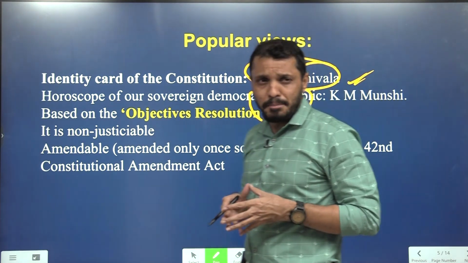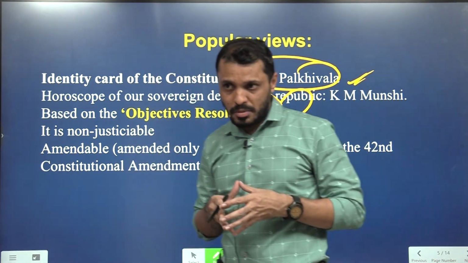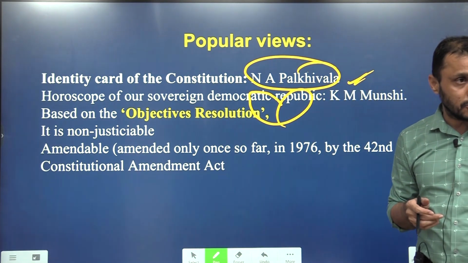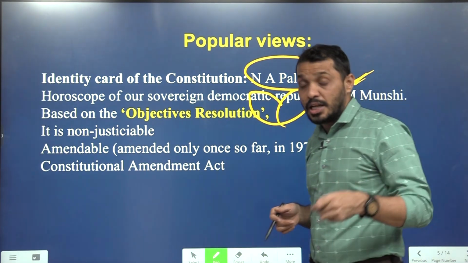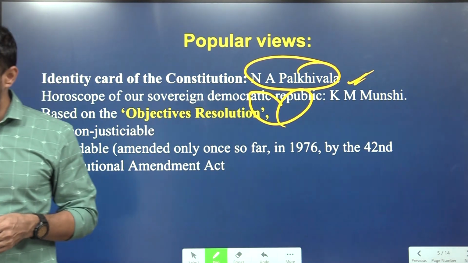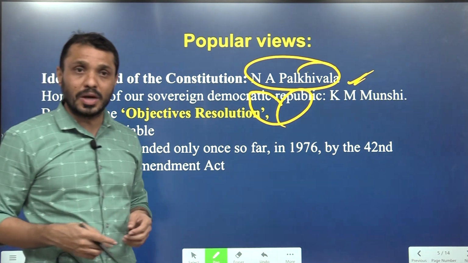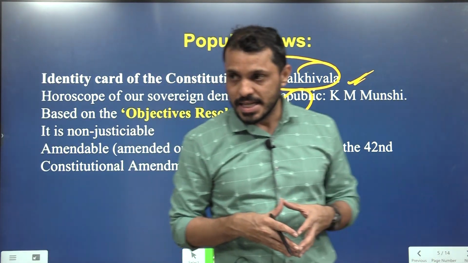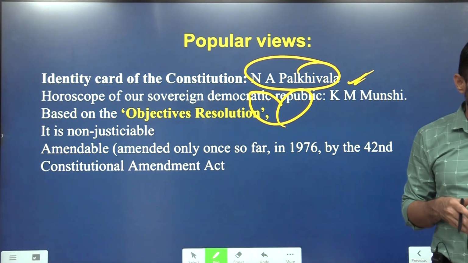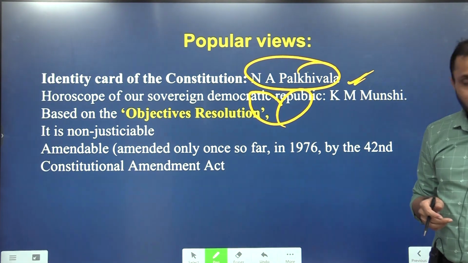Apart from this, the most important thing to remember is that the preamble's original form was the objective resolution introduced by Jawaharlal Nehru. Jawaharlal Nehru introduced this objective resolution in the second meeting of the Constituent Assembly, in 1946. It was later approved on 22nd January 1947, when this objective resolution was approved unanimously.